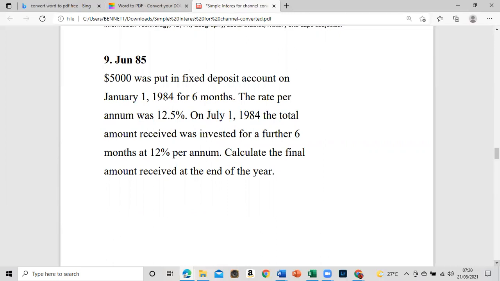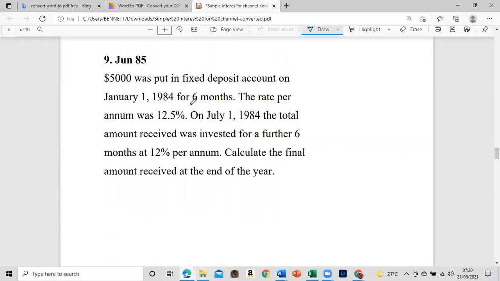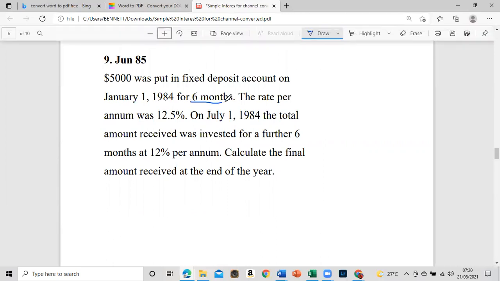January 1, 1984 for 6 months. So it's half a year. So we can just identify them, putting it from ready. The rate per annum was 12.25. On July 1, 1984, the total amount received was invested for a further 6 months. But the rate changed now to 12%. Calculate the final amount received at the end of the year.